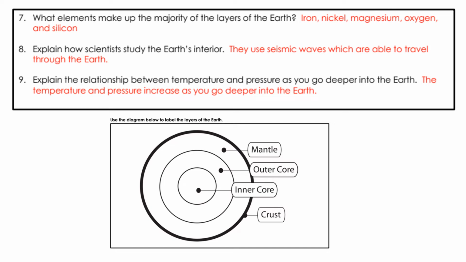Then I've got a few questions here. What elements make up the majority of Earth's layers? It's going to be iron and nickel. Those are the main ones, but you're also going to have magnesium, oxygen, and silicon.